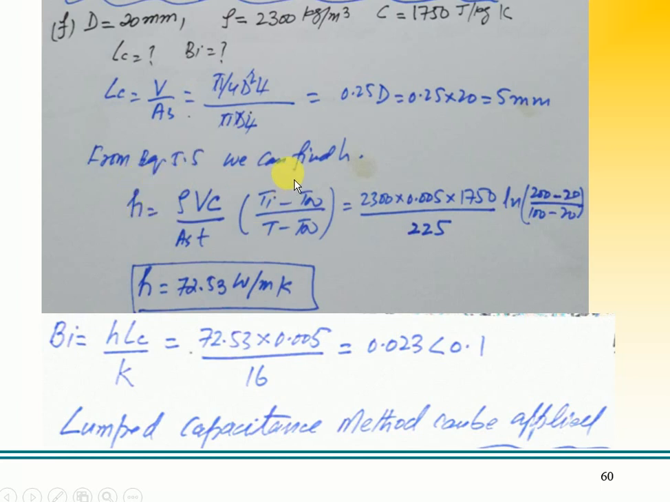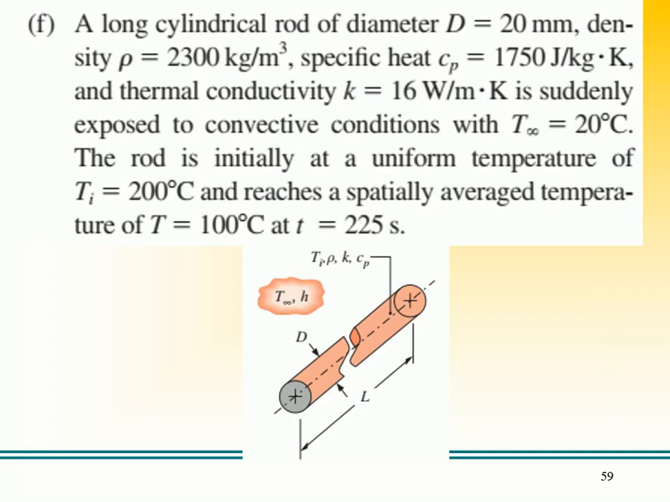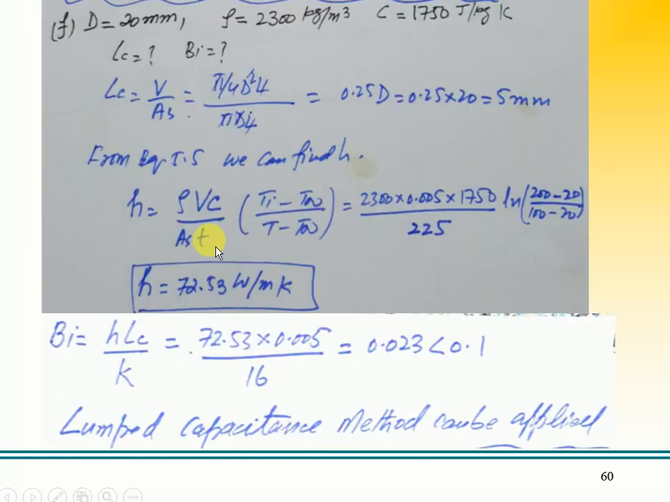We can find it from equation 5.5. This rho V C over h A_s, we have given, equals Ti minus T infinity over T minus T infinity. We have all the temperatures, the density and the volume, and we have calculated the characteristic length and the specific heat, and of course the t, which here means the time. We just put the values and then we get the final result. The time, I put the value of t here, I find the result, that is h is equal to this much.